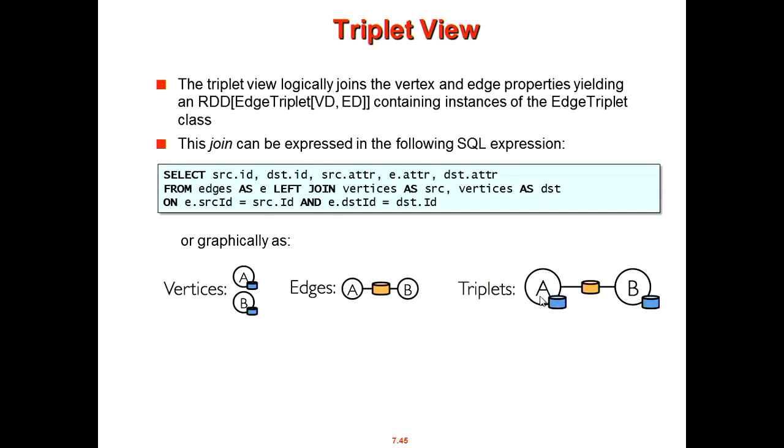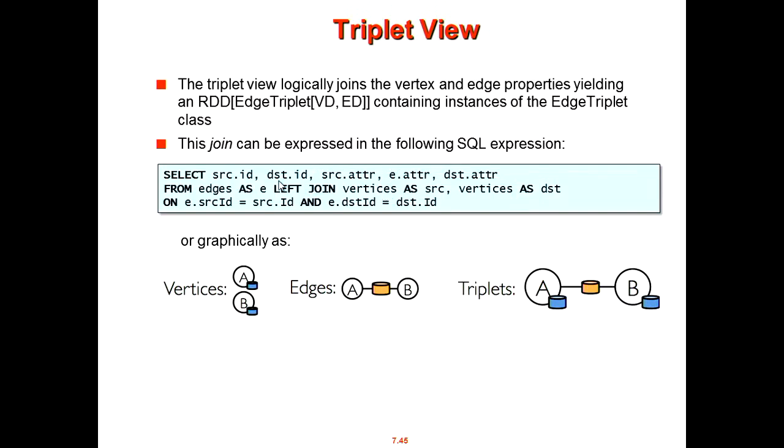So now the triplet is like source vertices, the edge attributes, the relationships between the vertices, and the destination vertices. Right? That's why it's called a triplet: 1, 2, 3. It has source vertices with properties, edge properties, and destination vertices with properties. And it can be expressed by this SQL expression.